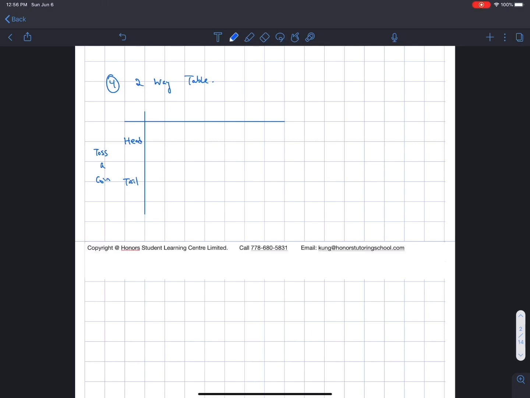And then rolling a die. The outcome is 1, 2, 3, 4, 5, 6. So we can have head and 1, head and 2, head and 3, head 4, head 5, head 6. Right? This is just head and 1. That's why it's H1, head 1. And then we can have tail 1, tail 2, tail 3, tail 4, tail 5, tail 6. And there. So now we have all the possible outcomes. Head 1, head 2.